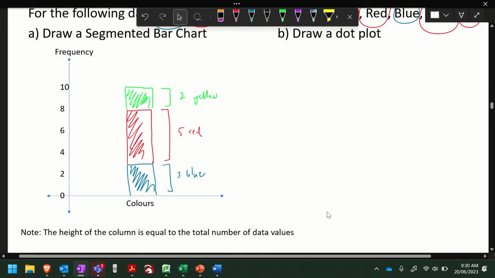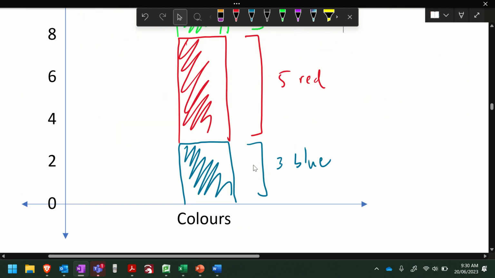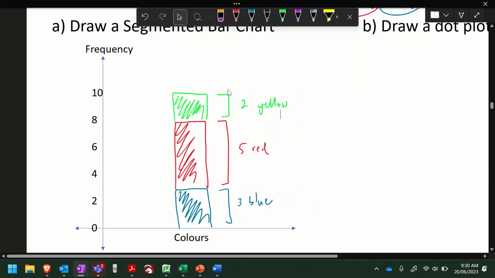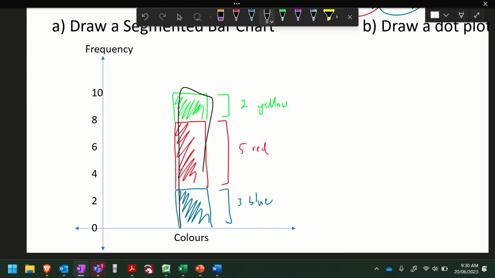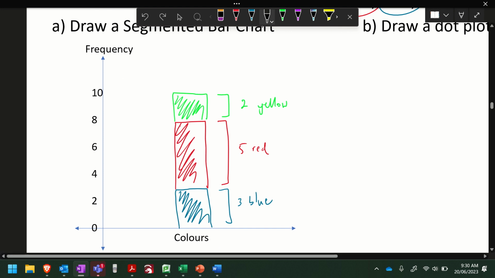And again, the height of each column is equal to the total number of data. So this height tells us, overall, if you add everything up, that should add up to 10 because it's 10 here on our frequency. You good? And each segment tells you how much of each there is.